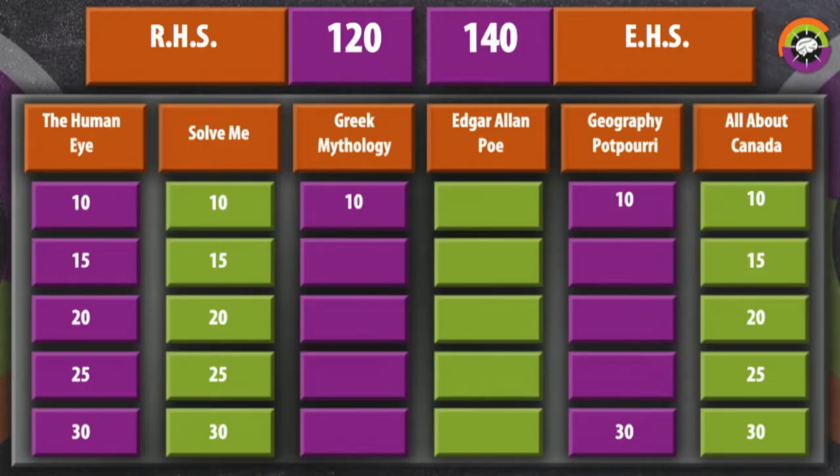Time. That would be 5. Eastwood still in control. We'll go with geography for 10. Geography now for 10 points. In what state is the San Andreas Fault located?